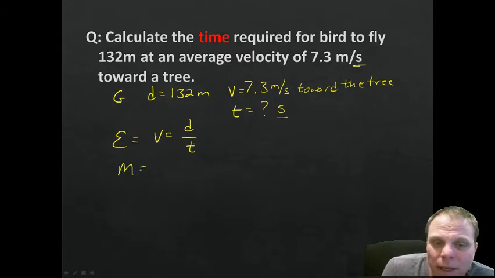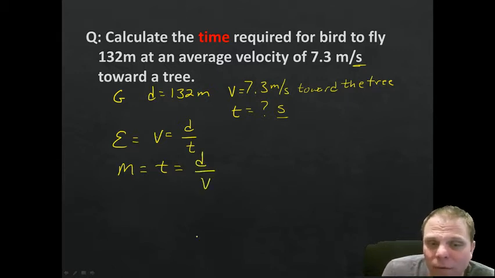Do we have to manipulate this? Yes, because they want us to solve for t. So we have to rewrite this equation in the form that solves for t. We've got to multiply t by both sides of the equation and then divide v by both sides to get our answer. So time is equal to distance divided by velocity.